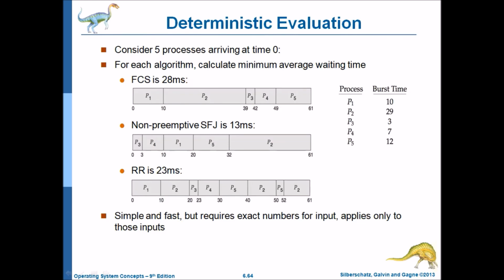So that's it. Deterministic modeling is simple and fast, rather. It gives us exact numbers, allowing us to compare the algorithms. However, it requires exact numbers for input, and its answers apply only to those cases. So the main uses of deterministic modeling are in describing scheduling algorithms and providing examples.